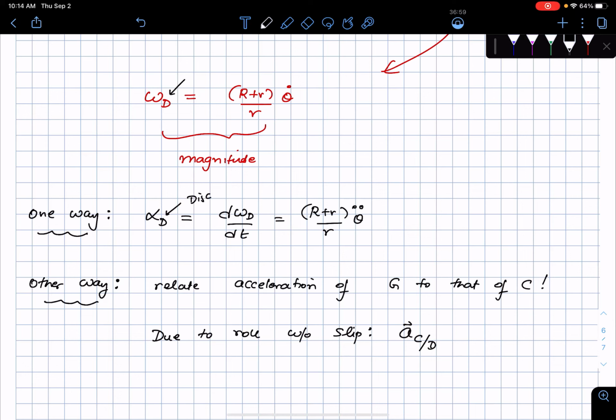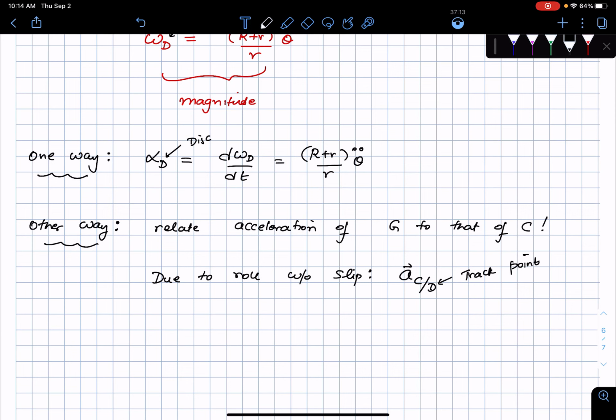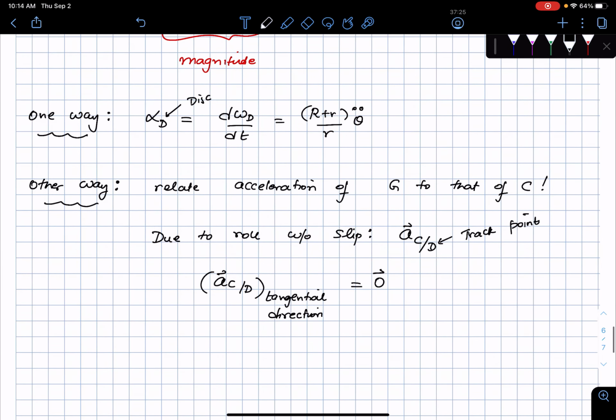I just want to make a caveat here. Unfortunately, I use the point D to signify something on the track as well. So that point D is a point on the track. Due to the fact that it rolls without slip, the acceleration of C relative to D in the tangential direction is equal to 0.